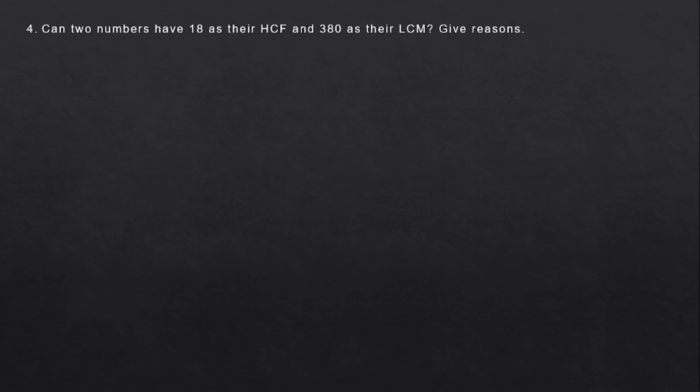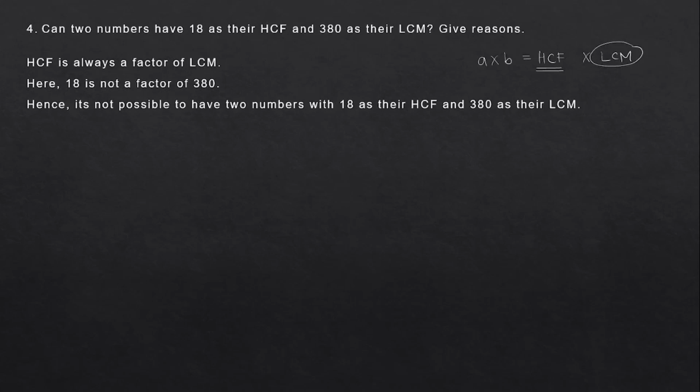Can two numbers have 18 as their HCF and 380 as their LCM? Now go back to the concept where we learned that if two numbers a and b are there and their HCF and LCM are calculated, the product of the numbers is equal to the product of their HCF and LCM. What does that mean? It means that the HCF should always be a factor of the LCM. Then only when they are multiplied together can they give another product. So since HCF is necessarily a factor of LCM, and 18 is not a factor of 380, you can never have two numbers which have the HCF as 18 and LCM as 380.